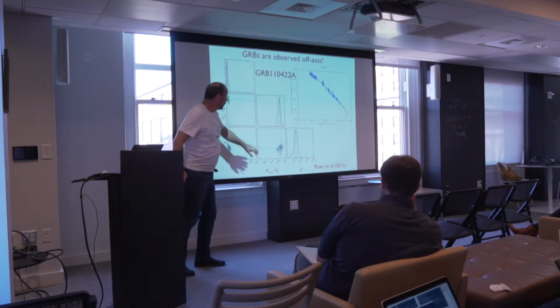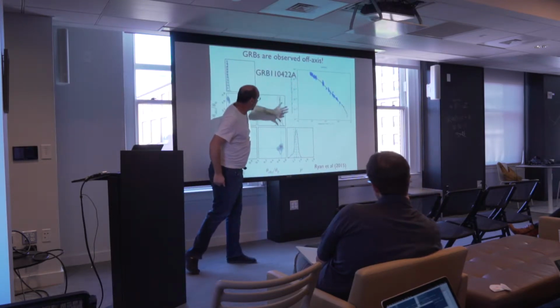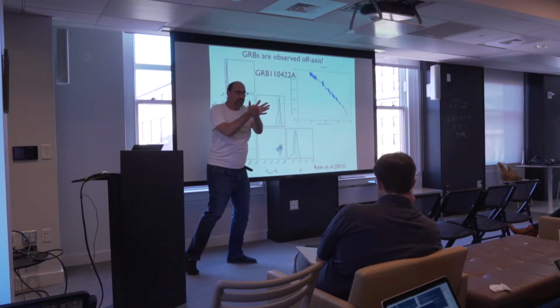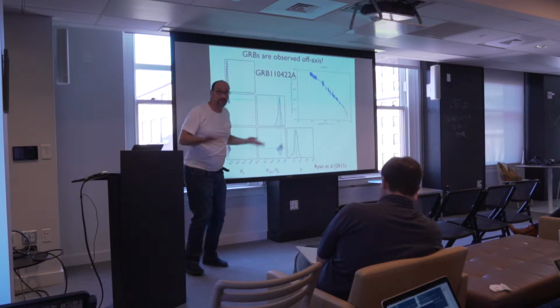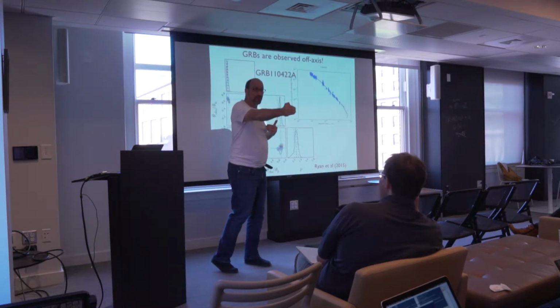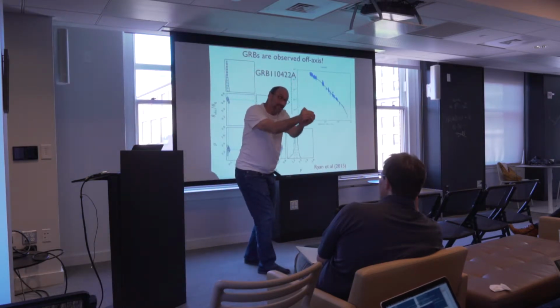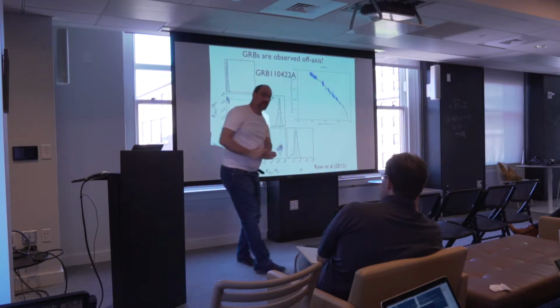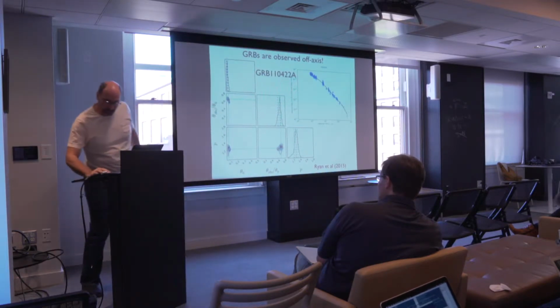So in general, we find in all GRBs that very few of them are observed on axis. Almost all of them are viewed slightly off axis. Well, if you saw the GRB, again, you had to be within the cone of the jet, but you're seeing the edge, which matters. And it's in the data.